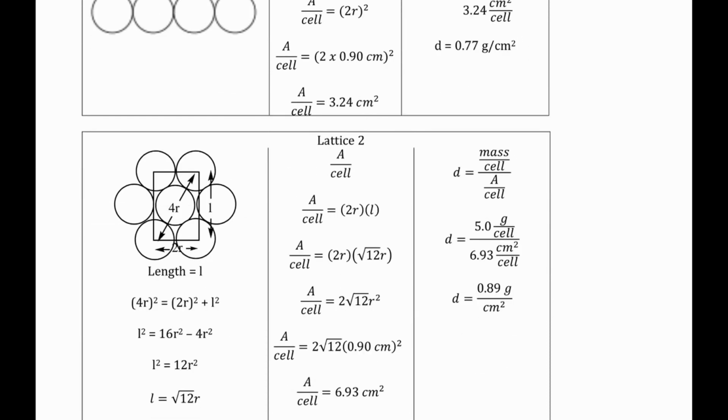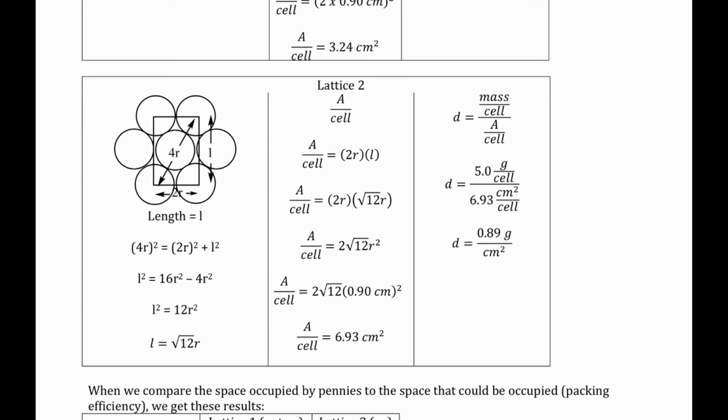For lattice 2, for the area per cell, we see in our diagram for our unit cell that one of our lengths, the horizontal one, is 2r. The vertical length we can't immediately say in terms of r, but we do have that the hypotenuse is 4 radii, or 4r.